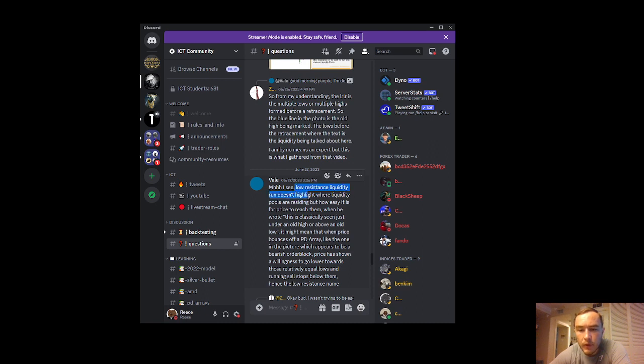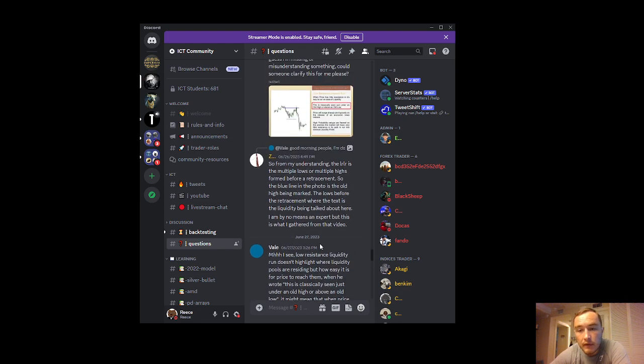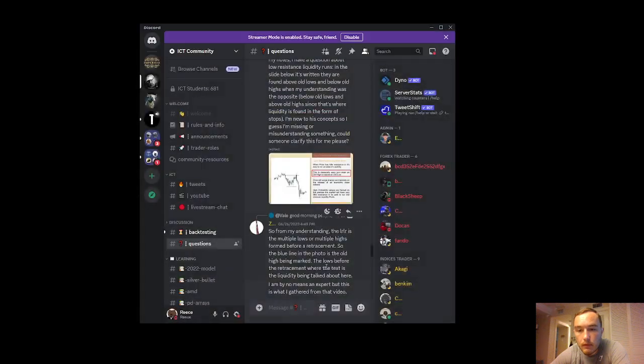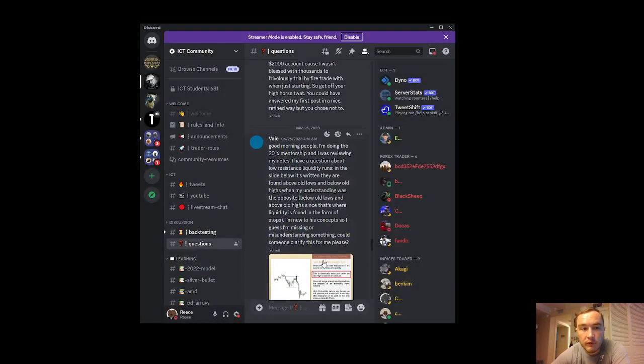Low resistance liquidity run doesn't highlight where liquidity pools are residing, but how easy it is for price to reach them. More or less correct. When he wrote, this is classically seen just under an old high or above an old low. It might mean that when price bounces off a PD array like the one in the picture, which appears to be a bearish order block, price has shown a willingness to go lower, and those relatively equal lows, running sell stops below them, hence the low resistance name. More or less correct, yeah. It's just not a lot of order flow between point A and point B. Not a lot of structure to stop price from going where it wants to go.